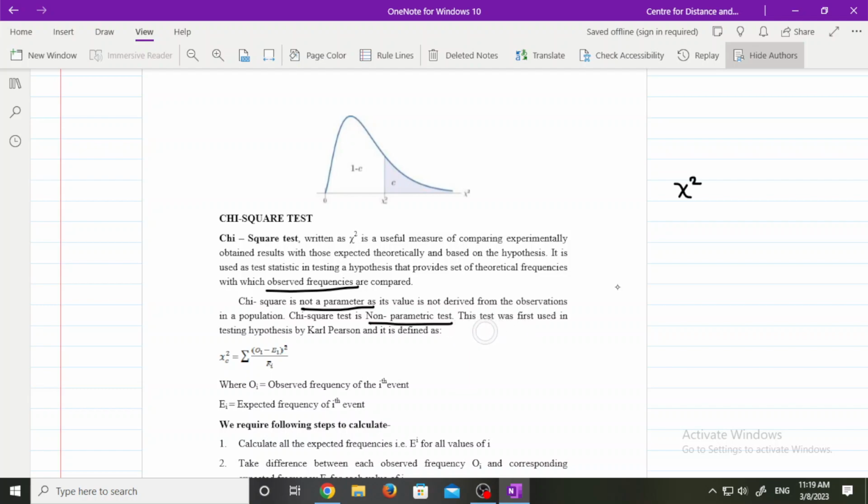This test was first used in testing hypothesis by Karl Pearson, and it is defined as chi-square is equal to summation (OI minus EI) whole square divided by EI, where OI are observed frequencies of the ith event and EI is the expected frequency of the ith event.